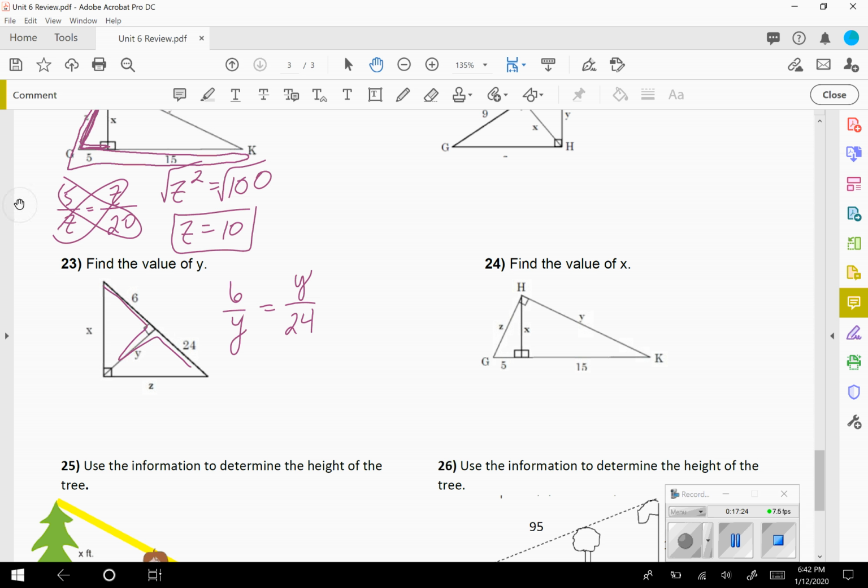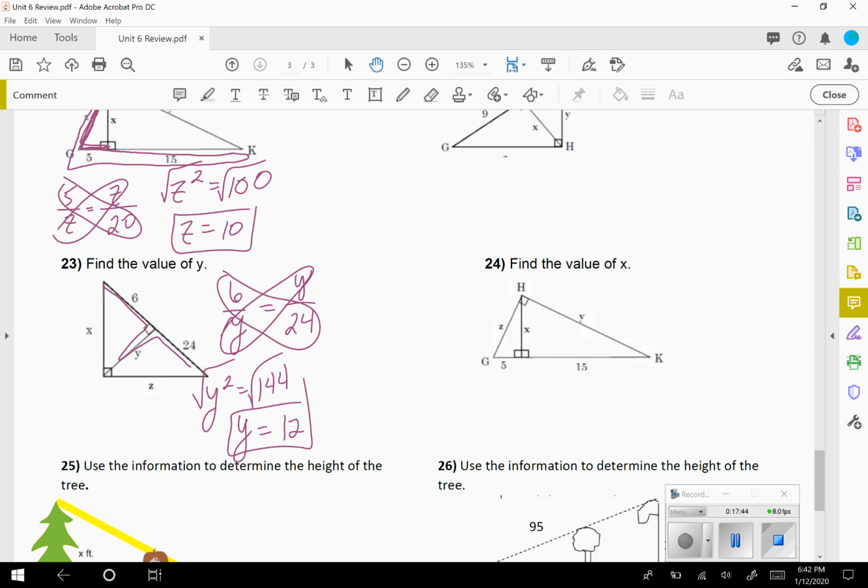Okay, so y times y, that's y squared. And then you do 24 times 6, so 144. And so the square root of that, okay, y is going to be 12.